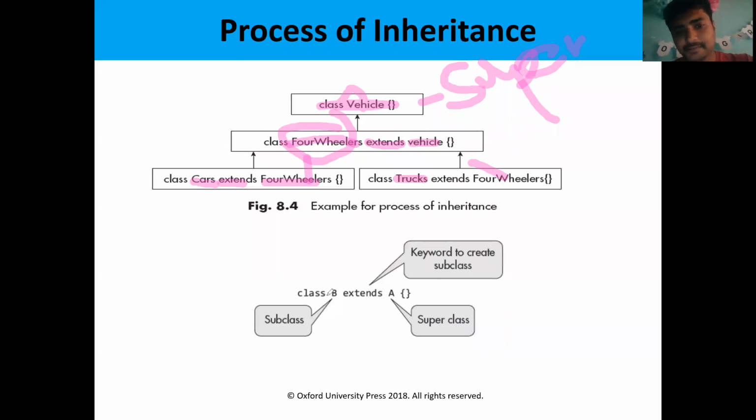So let us see the syntax for implementing inheritance. Class B extends class A. Extends is a keyword which is used to perform inheritance. Here A is the superclass and B is the subclass. The subclass must be declared first, and the superclass must be placed after the extends. This is the basic syntax for implementing inheritance in Java.